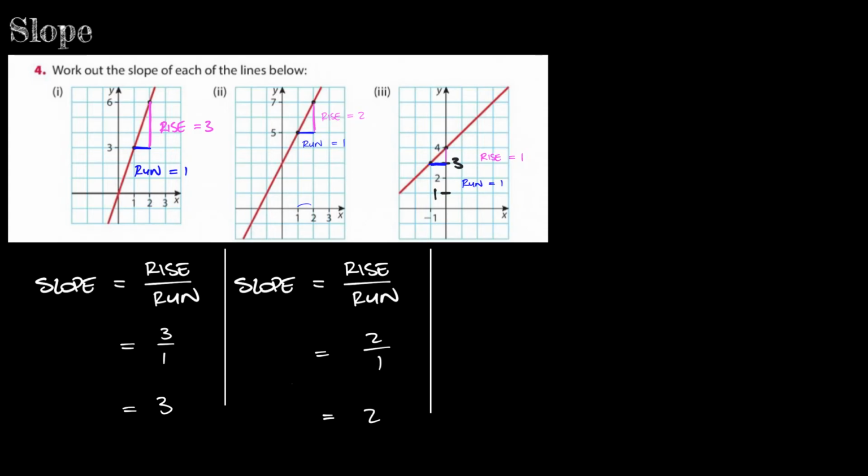So now what I need to do is calculate what the rise over the run is going to be. The rise is going to be equal to 1, so I'm going to have to put that in. The rise is 1. The run is 1. So 1 divided by 1 leaves me with 1. So the slope of this one is going to be equal to 1. Okay, so there you have your few slopes.